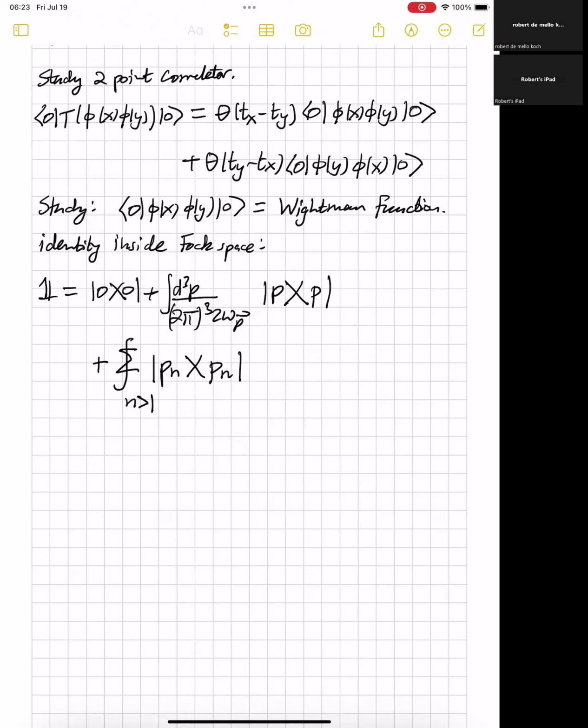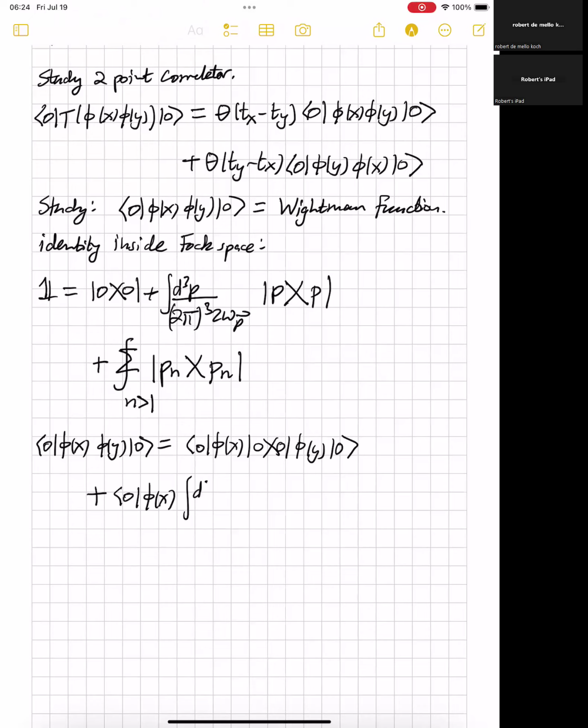Now, let's take this identity and let's insert it into our Wightman correlator. So our Wightman correlator is this. And I now want to insert the identity in between phi of x and phi of y. So I'll get three terms corresponding to the three terms in the identity. First, the identity inside the vacuum sector, the no particle sector. So that's what it is. Then there's a term which will be inside the one particle sector.